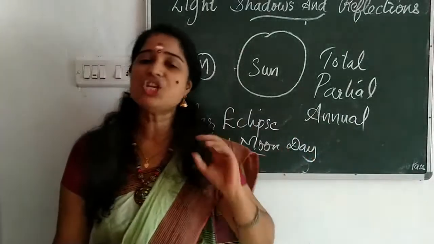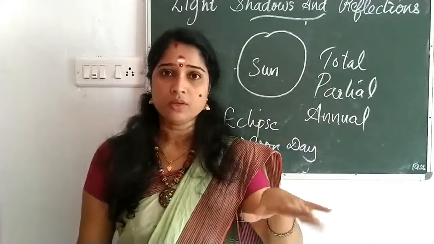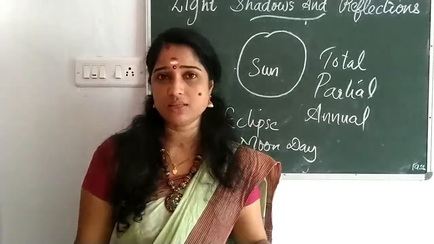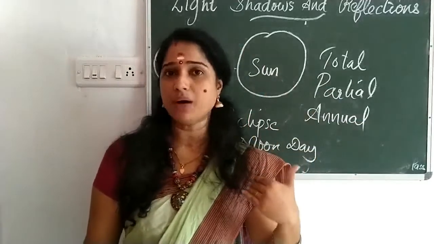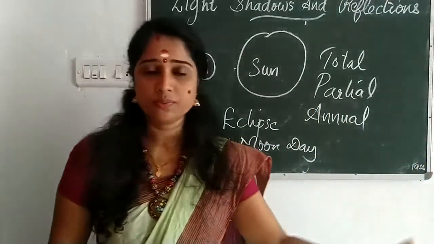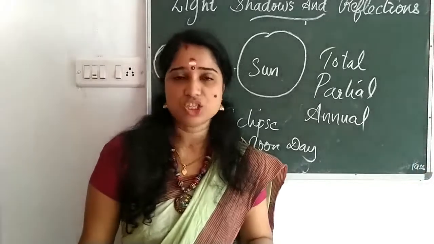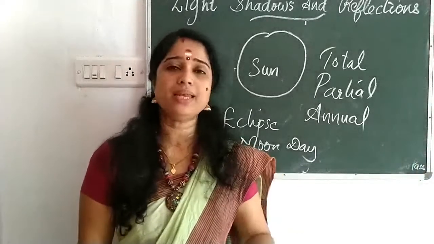Butter paper, tracing paper, the frosted glass of the windows. In our school we have such glasses, frosted glass. Light can pass through it, but it is not clear. We cannot see what is there on the opposite side when we look through that frosted glass. These are examples of translucent objects. Then opaque, so many examples are there.